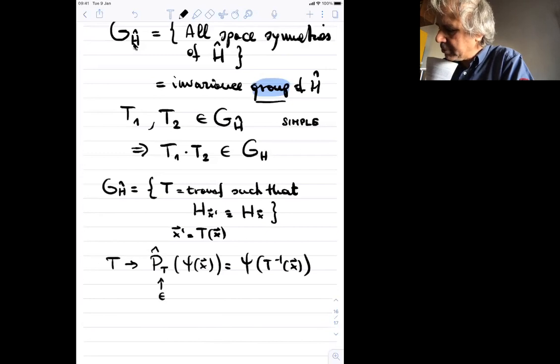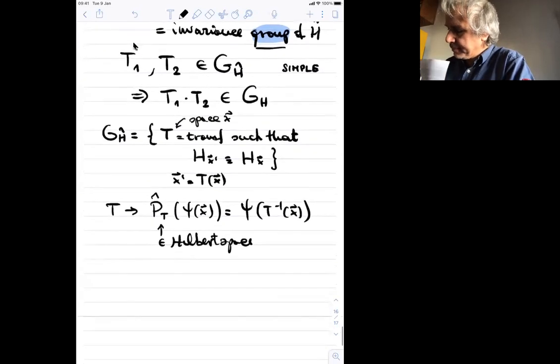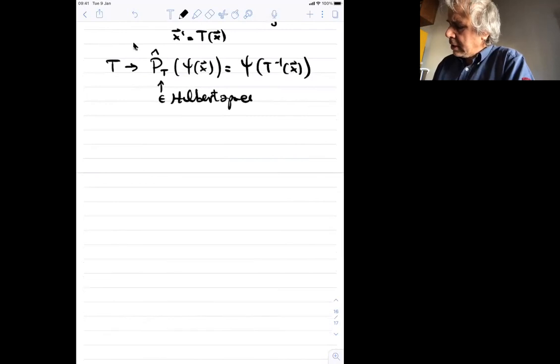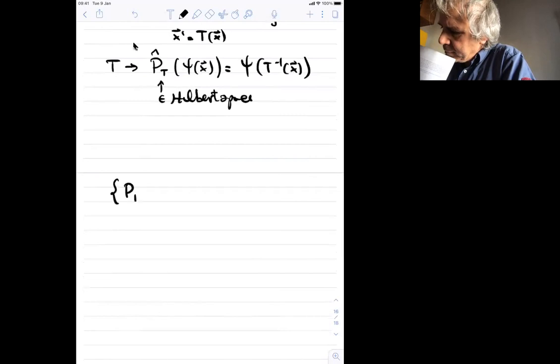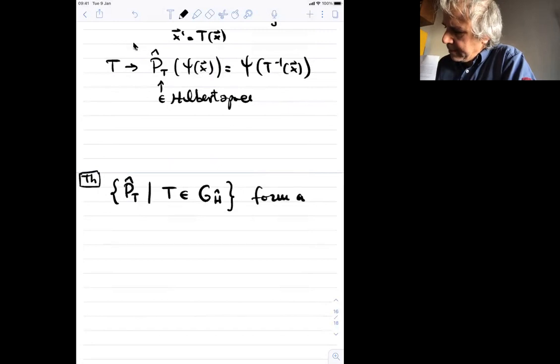So this is in the Hilbert space. Notice the difference. T acts on the space x, and this P_T acts on the function. Okay, very good. Now, theorem. All the P_T such that T belongs to the symmetry group of the Hamiltonian form a group of unitary operators.